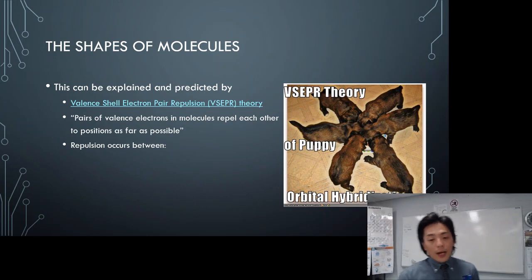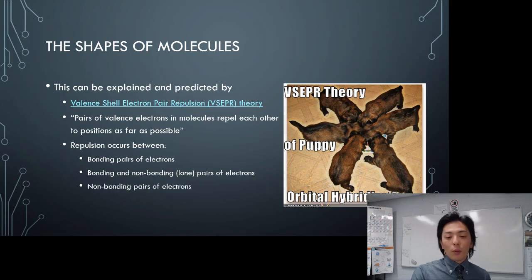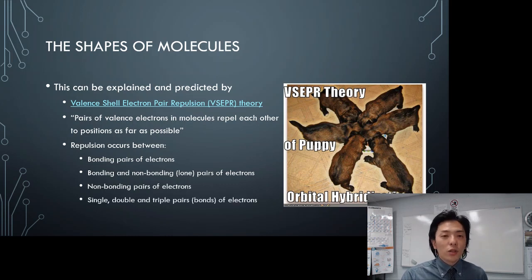Repulsion occurs between bonding pairs of electrons as well as bonding and non-bonding pairs of electrons, or lone pairs of electrons, and also non-bonding pairs and other non-bonding pairs. So as long as you have pairs of electrons or double bonds, triple bonds, they will repel each other. Electrons don't like each other, but they have to make bonds, so the bonds have no choice.